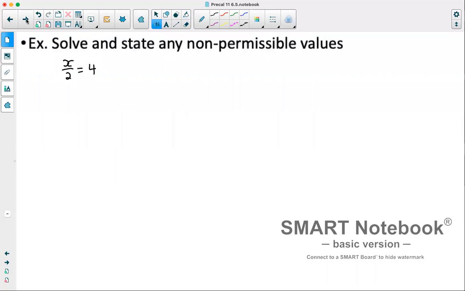Okay, so we'll start fairly simple and then go to more complex. So first one, solve and state any non-permissible value. So we have x over 2 equals 4. So our common denominator between x over 2 and 4 would be 2. So we'll multiply both terms by 2. So on the left side, it's going to cancel out. So we have x is equal to 8.